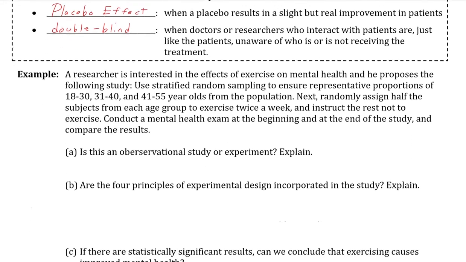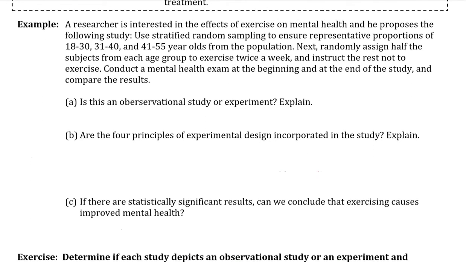Let's look at an example of all this. A researcher is interested in the effects of exercise on mental health, and he proposes the following study. Use stratified random sampling to ensure representative proportions from 18 to 30, 31 to 40, and 41 to 55-year-olds from the population, and next randomly assign half the subjects from each age group to exercise twice a week, and instruct the rest not to exercise. Conduct a mental health exam at the beginning and at the end of the study and compare the results.